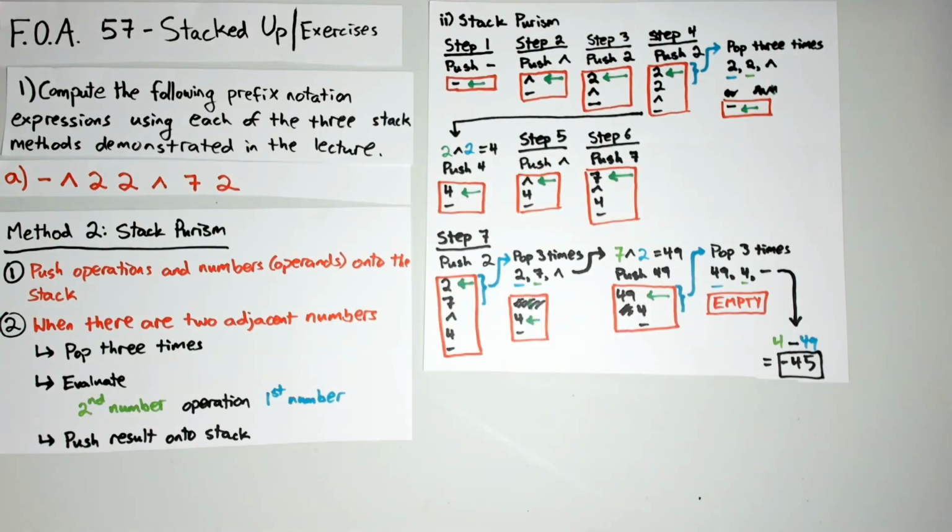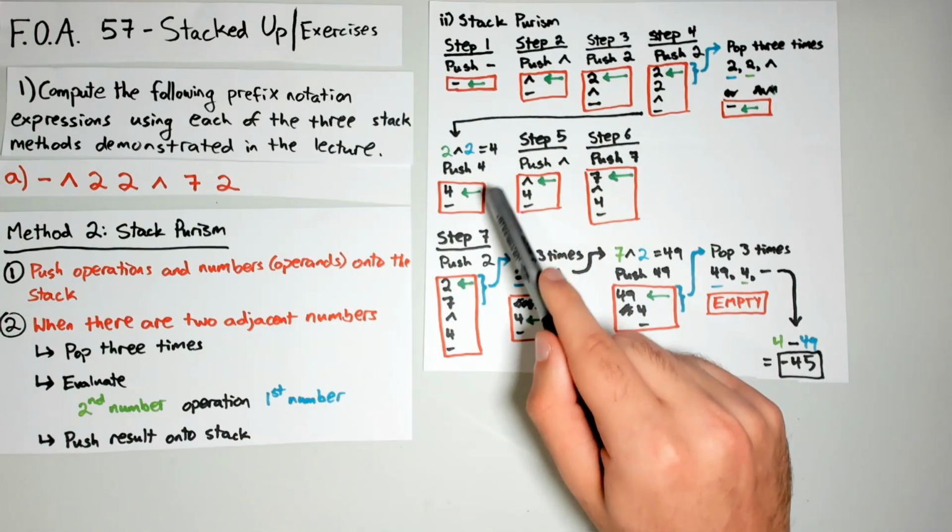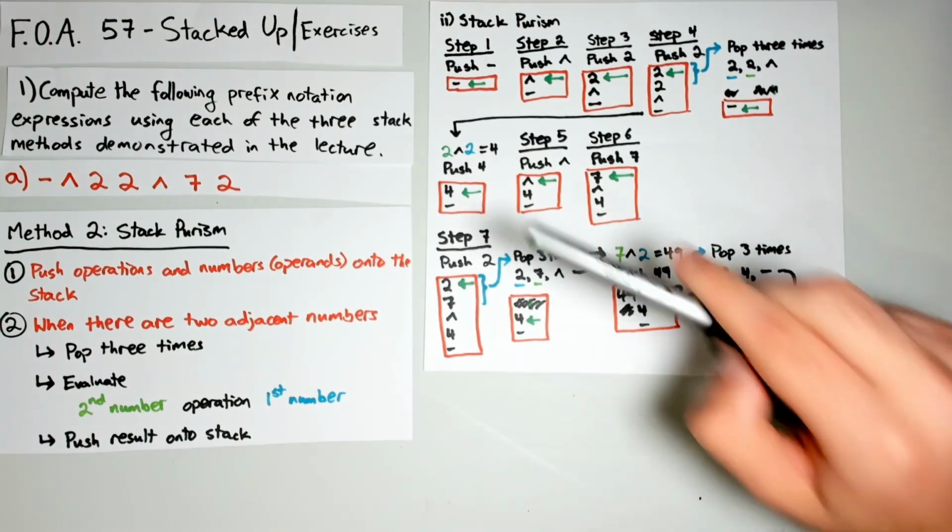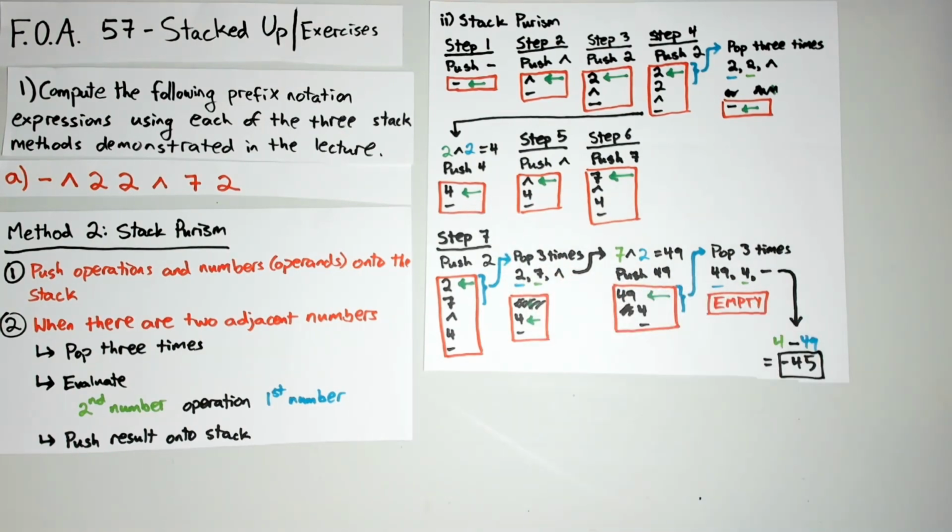2 to the power of 2 gives us 4, and that 4 we're going to push onto the stack here. So we have a 4, and we have a minus now in our stack. Okay, so let's keep going.